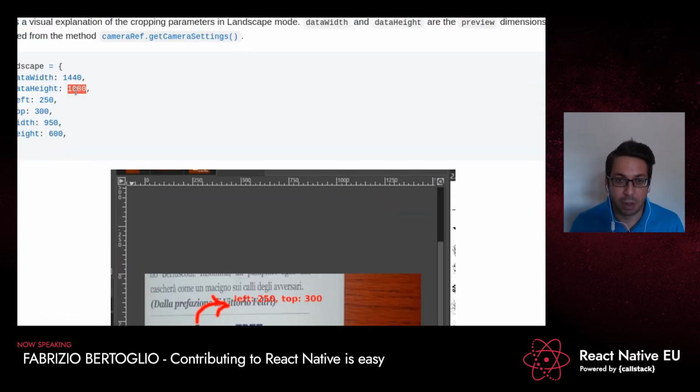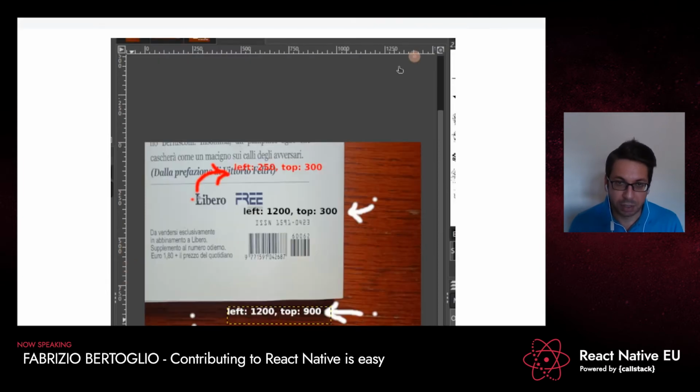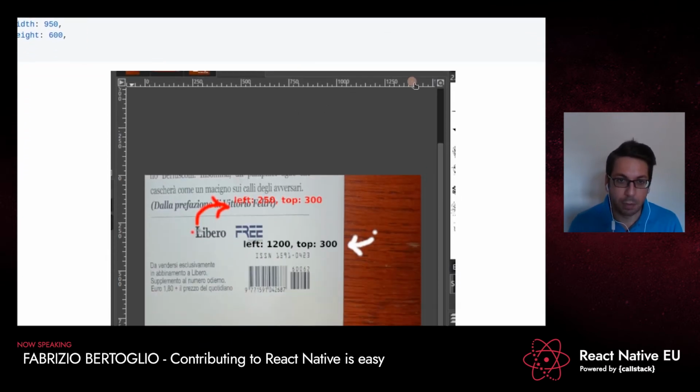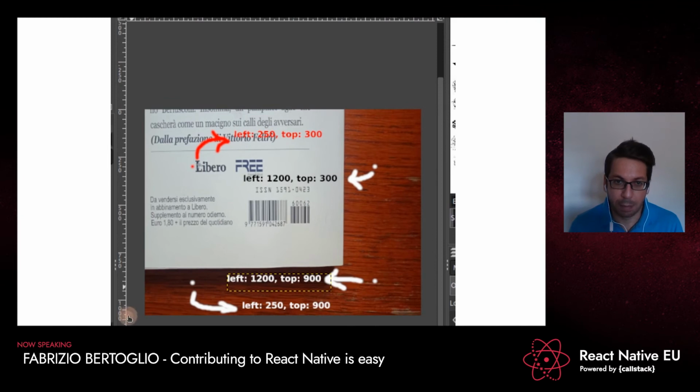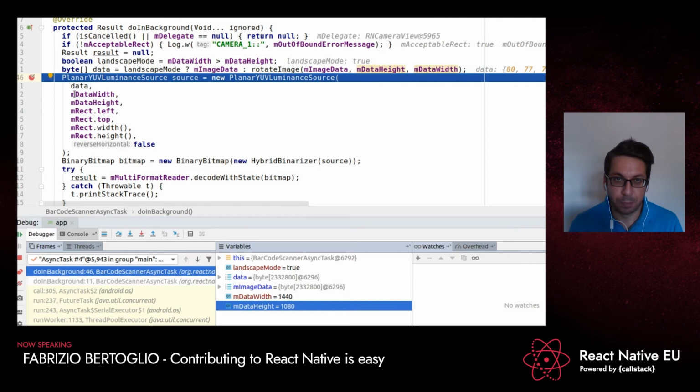The image has 1440 by 1080 of width multiplied by height. We are scanning in a horizontal mode, and we can display the values of the pixels in the rulers, and also we can display them in Android Studio.